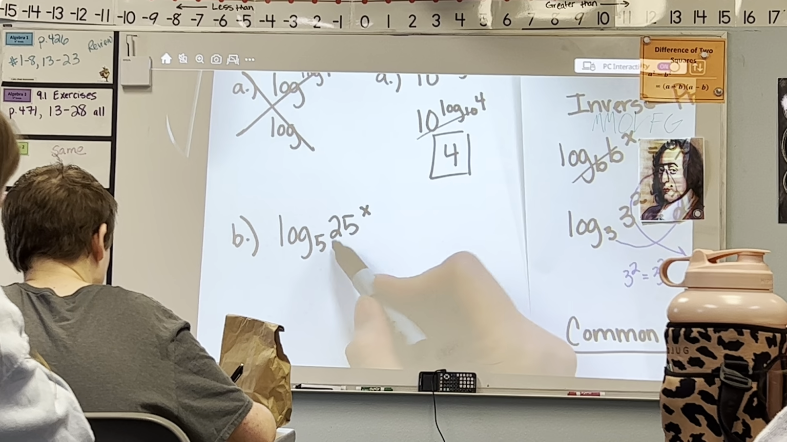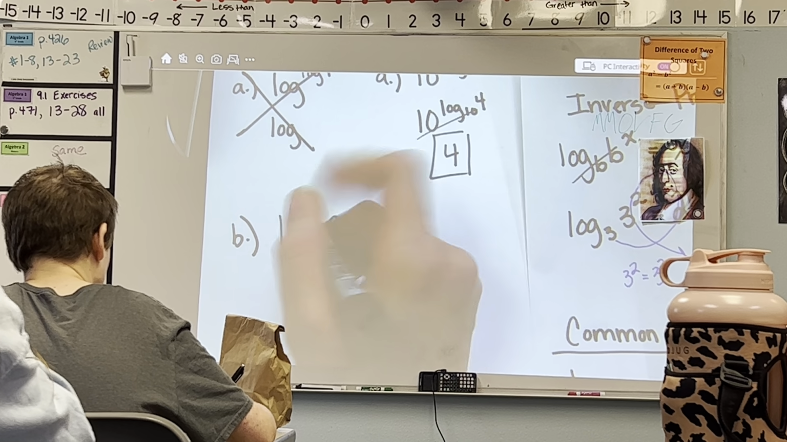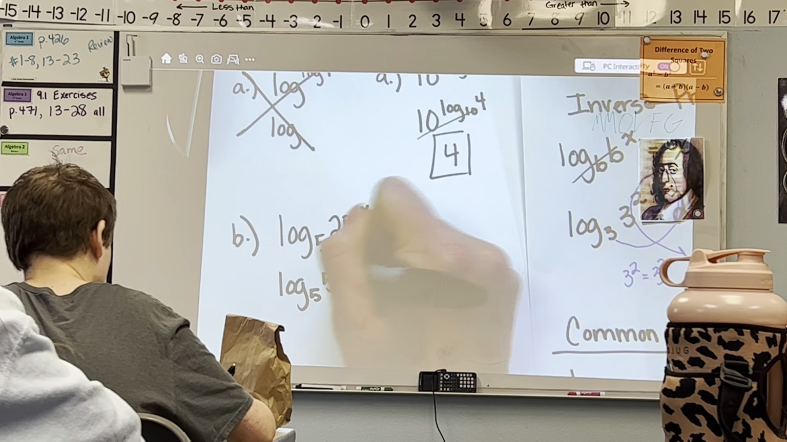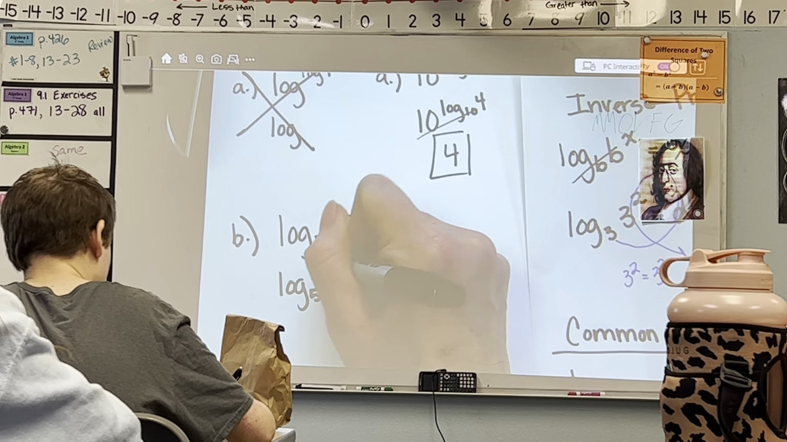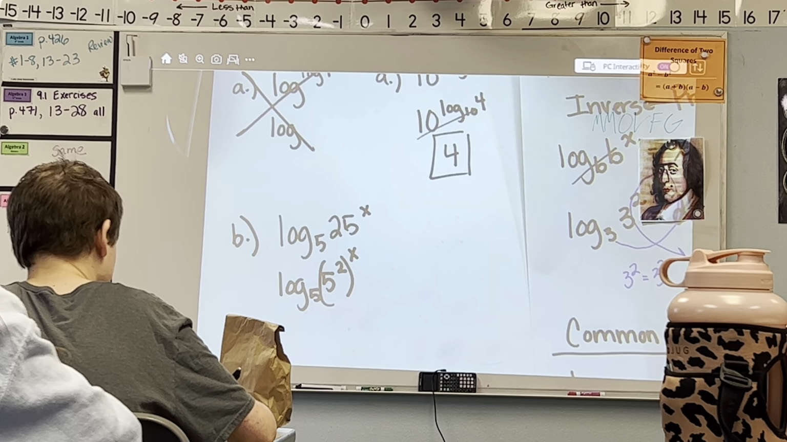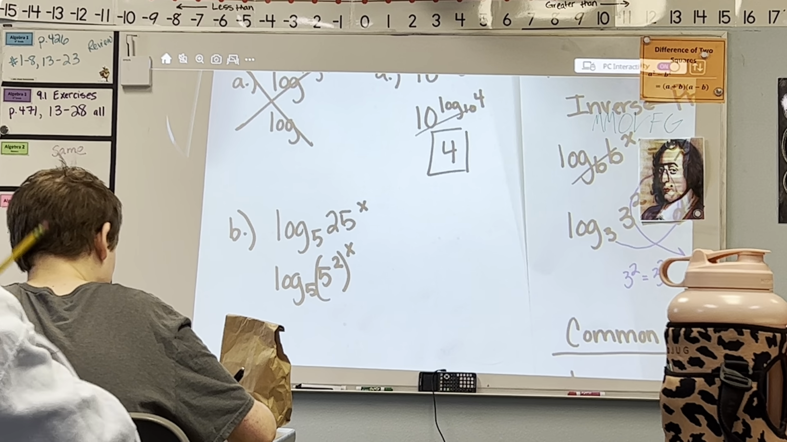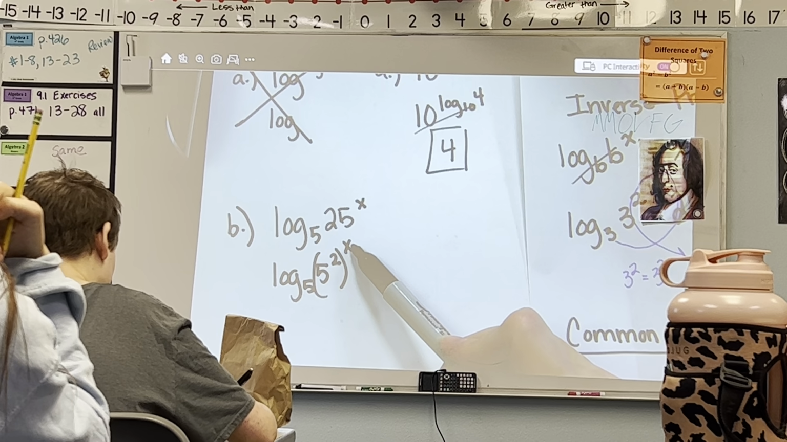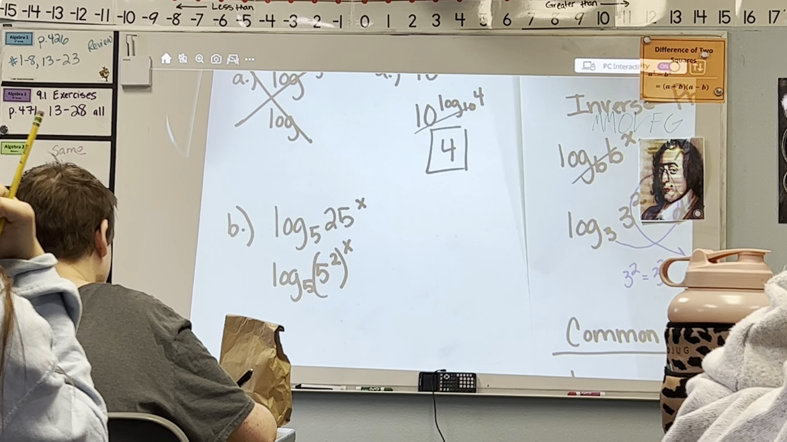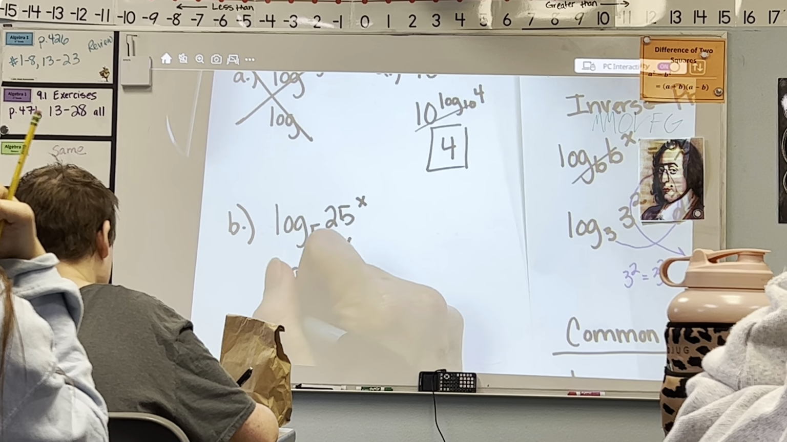So if we can make this into some version of 5, so log base 5 of 5 squared, and then it's to the power of x, right? Now, when you raise a power to a power, the rule is that you multiply those. Power to a power, 2x, so this becomes log base 5.